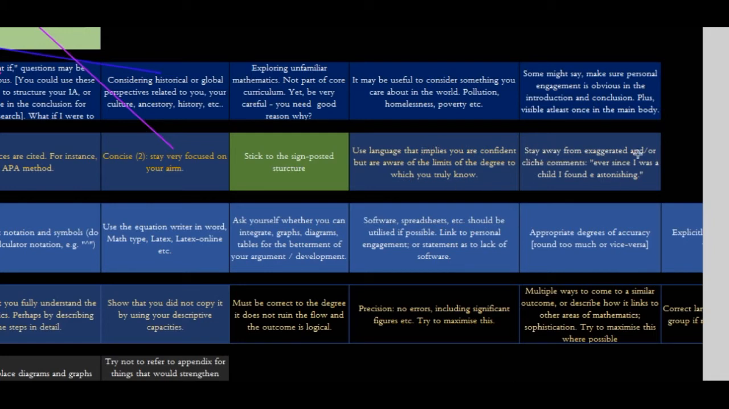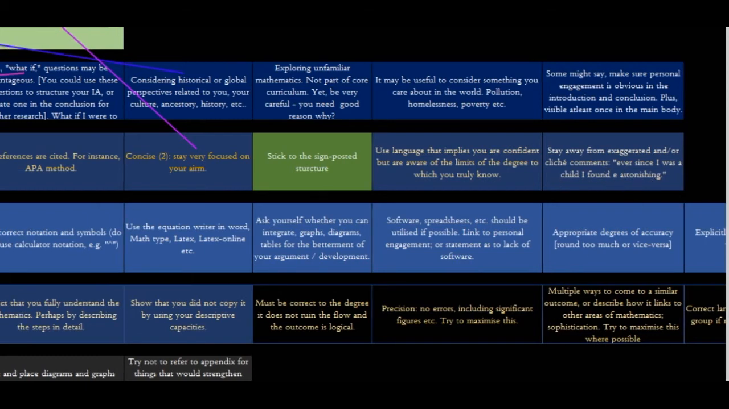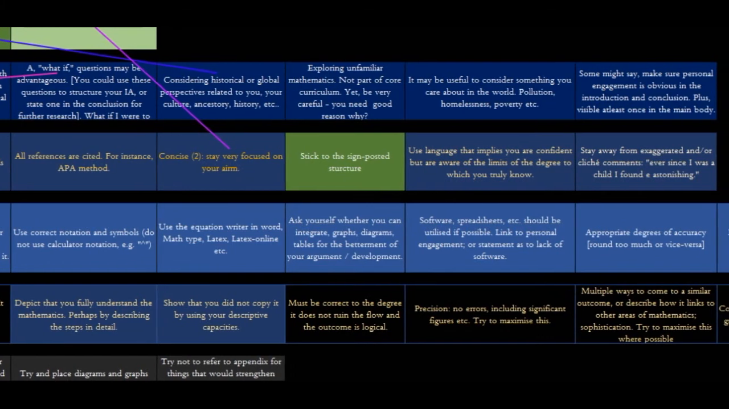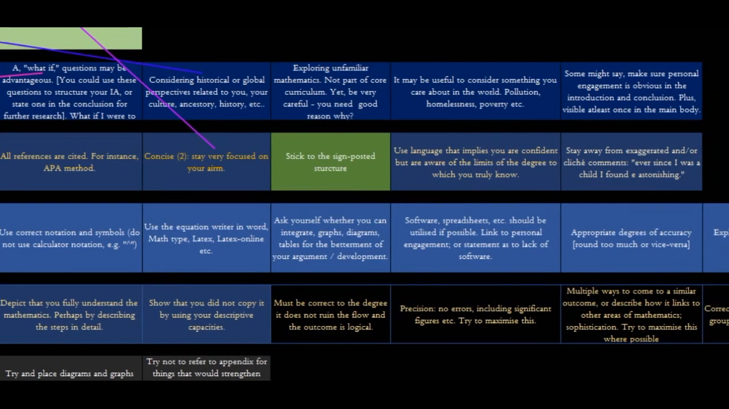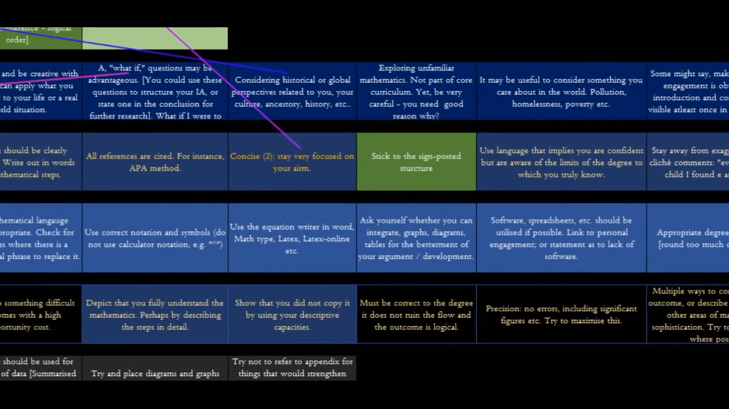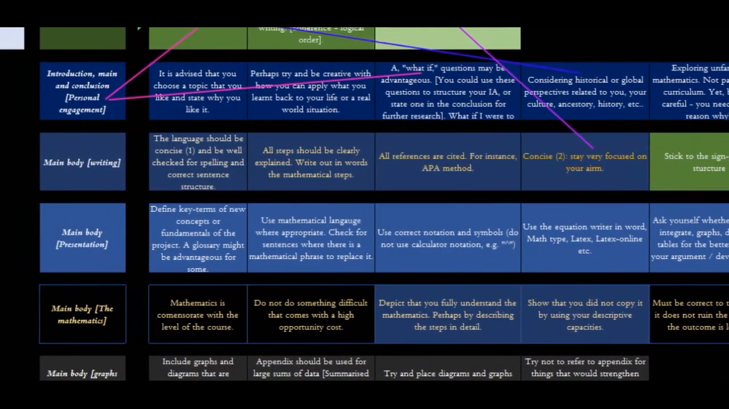Okay, stay away from exaggerated and cliche comments. Ever since I was a child, I found E astonishing. This is the kind of thing I've found in the past when I'm reading it. As a math teacher, I'm very aware that maths can be beautiful, but not to the degree that these sentences do not come across as slightly odd. So be careful with that, please.